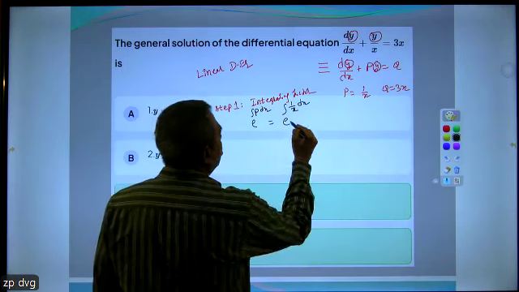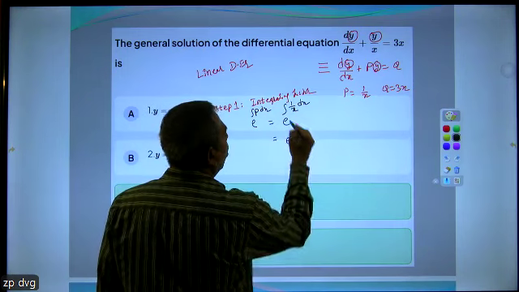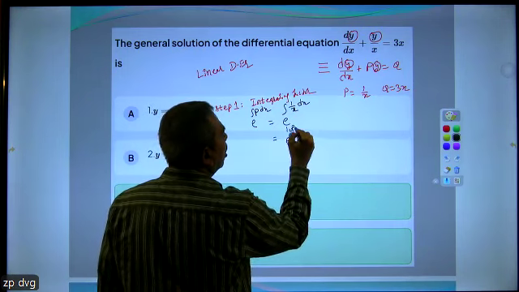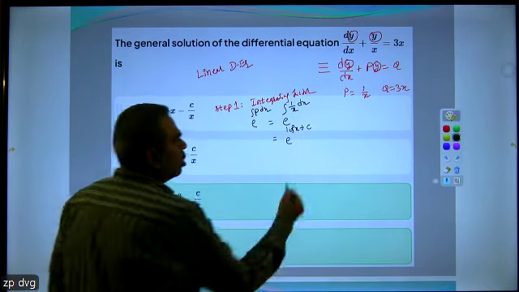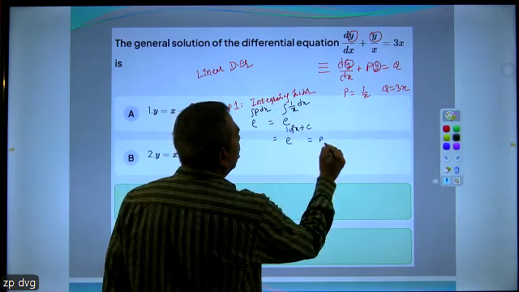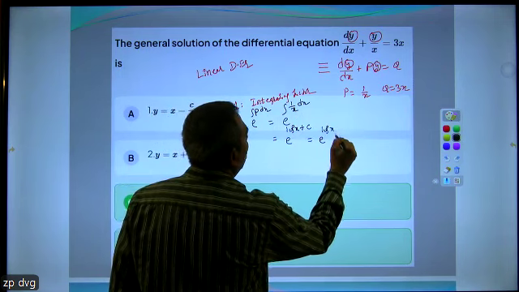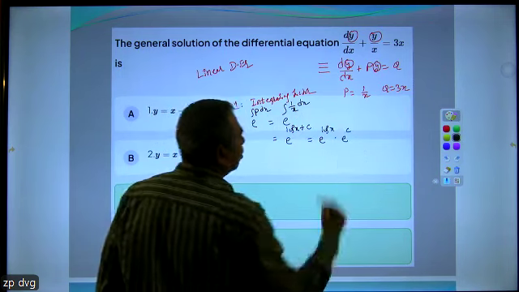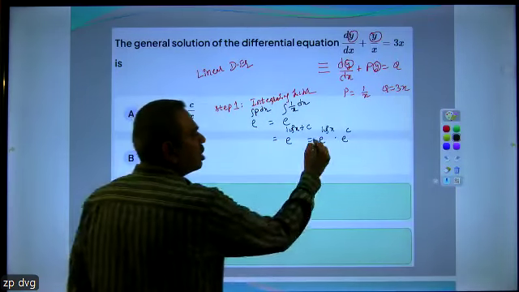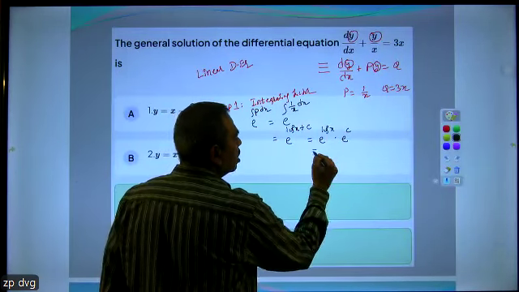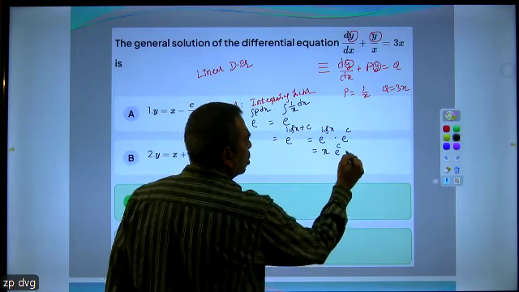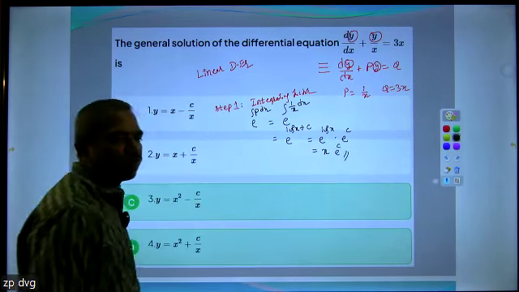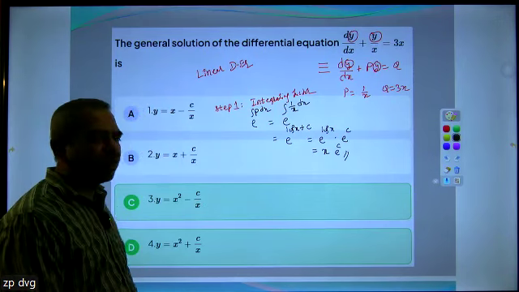Now tell me what we get here. This becomes e to the power, what is integration of 1 by x? It is nothing but log x plus some constant. So this is e to the power log x into e to the power c. Got it? So tell me, what is e to the power log x? E power log x is nothing but x. We know this part. Into e to the power c, which is some constant. So just keep it aside.